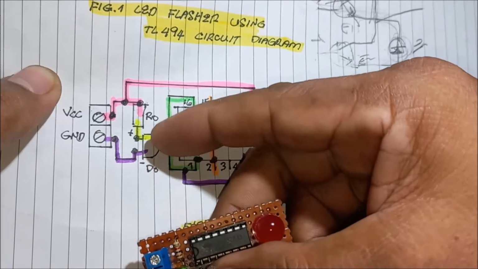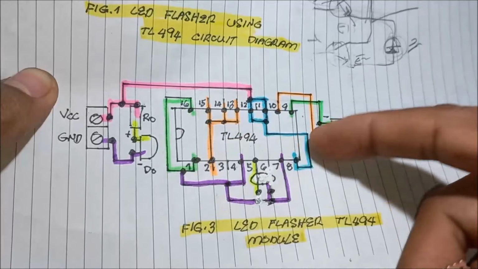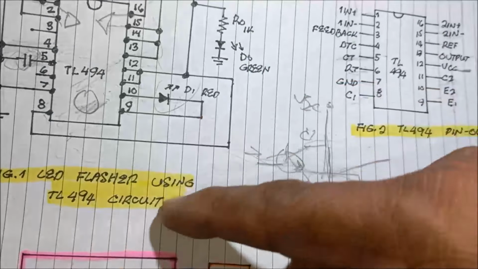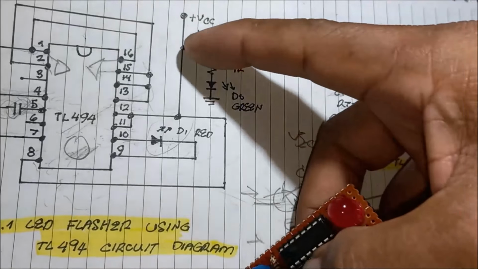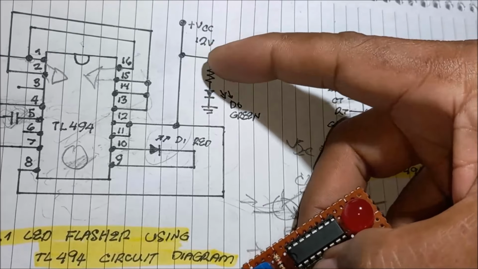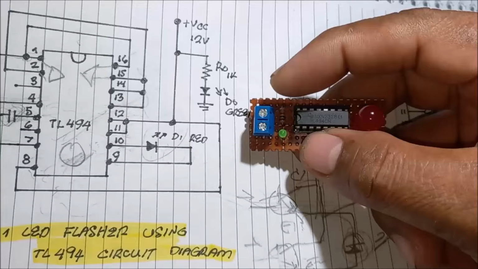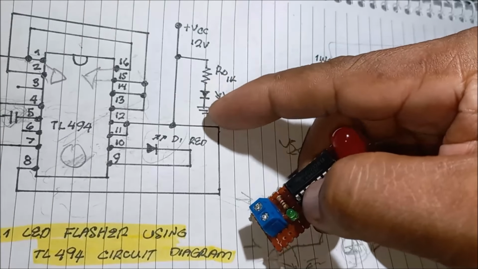Power LED green to the circuit. Just like in the circuit diagram, I connected it to the 12 volts, then 1K, then the green LED to the ground.